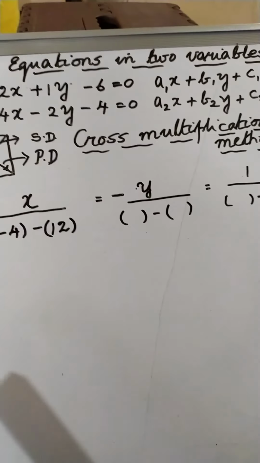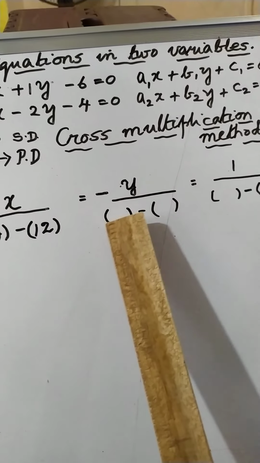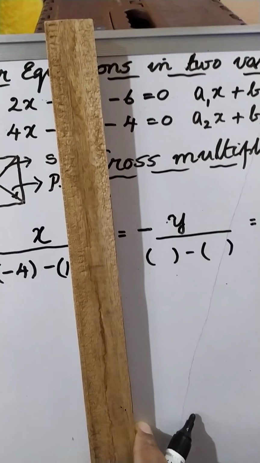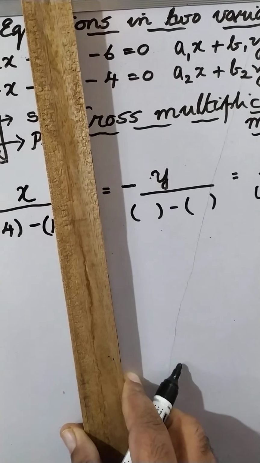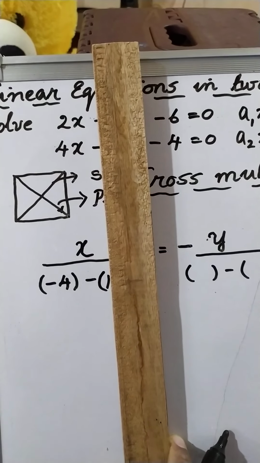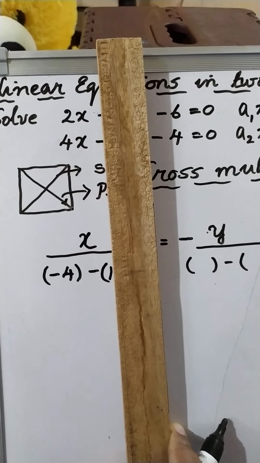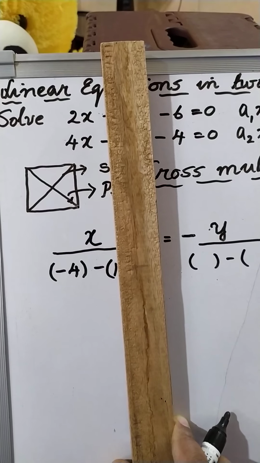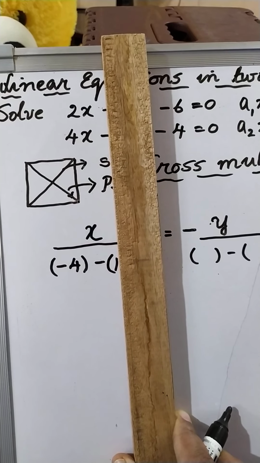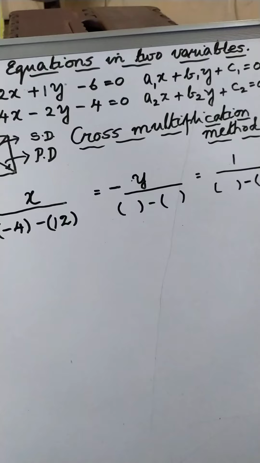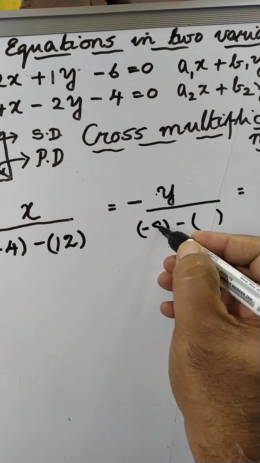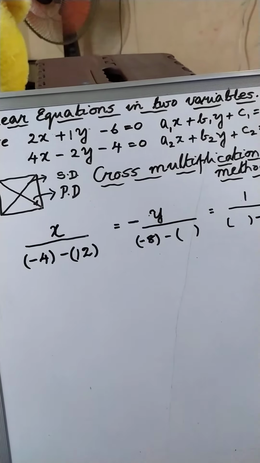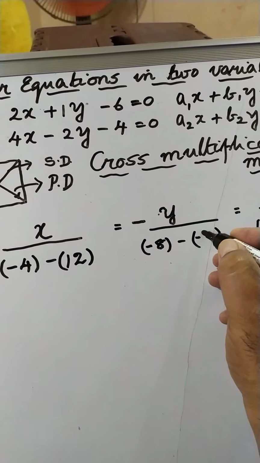Then comes what we are supposed to write under y. Mentally imagine that the y terms are non-existent. You have x and the constants. It again appears to be a square. Multiply the principal diagonal elements, that is 2 and minus 4. If you multiply, you'll get minus 8. And the secondary diagonal elements 4 and minus 6 will give you minus 24.